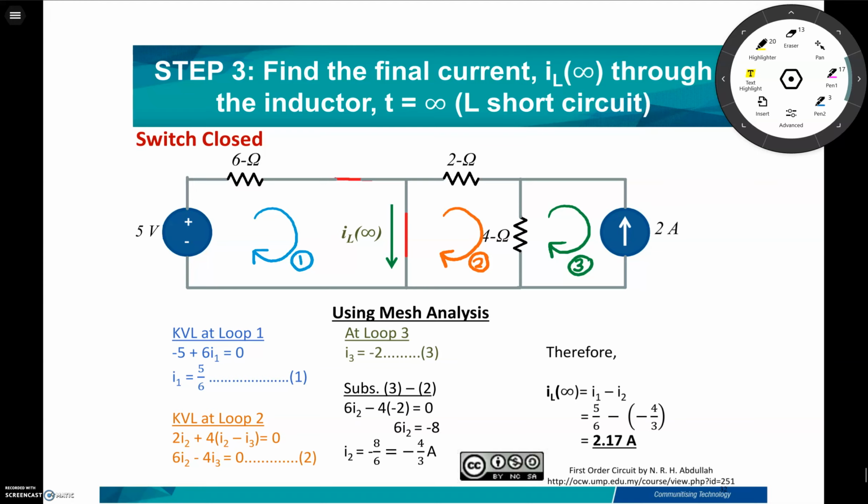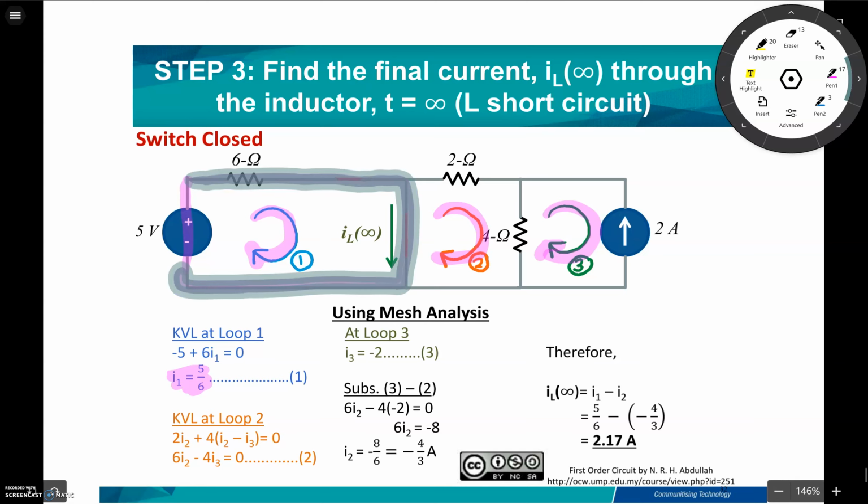So you have to remember the steps of the mesh. The first step is looping. How many loops? In this circuit, it consists of 3 loops: the first loop, second loop, and then the third loop. Then do the KVL for each loop. For the first loop, it will be -5 plus 6 I1 equal to 0. So this is the first loop, so I1 is equal to 5 over 6.